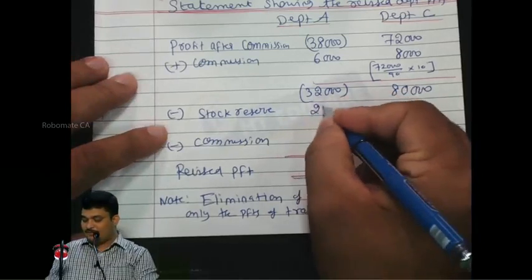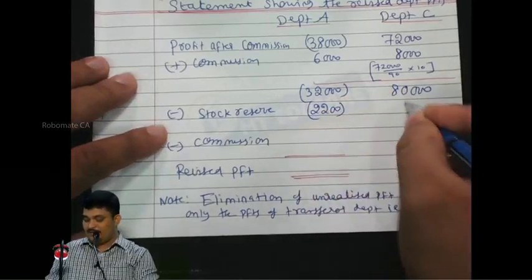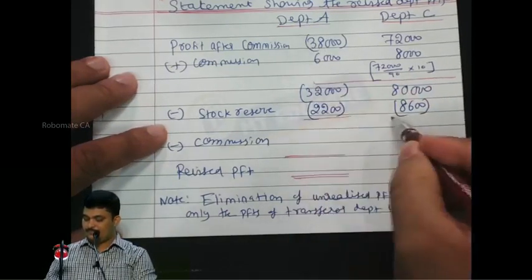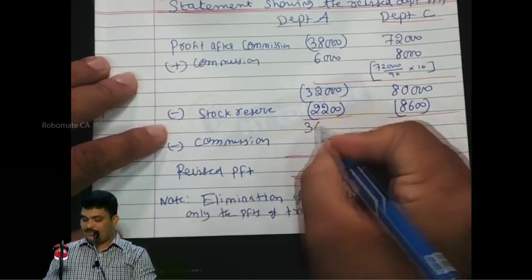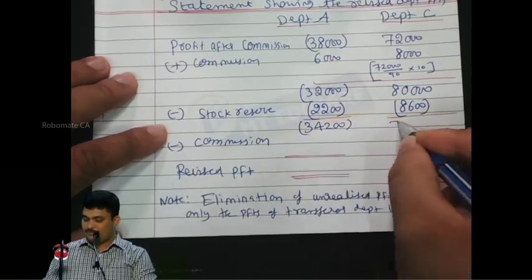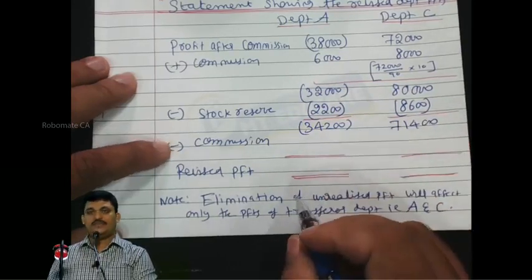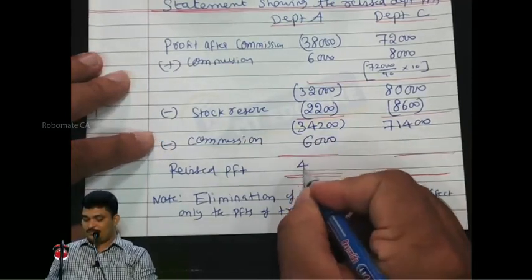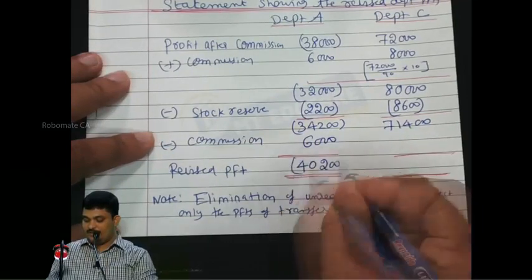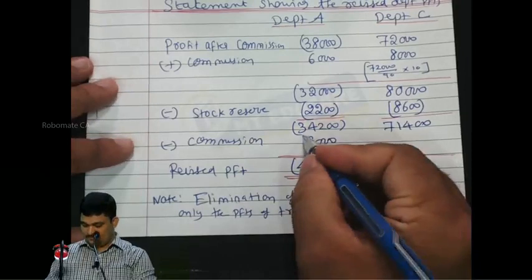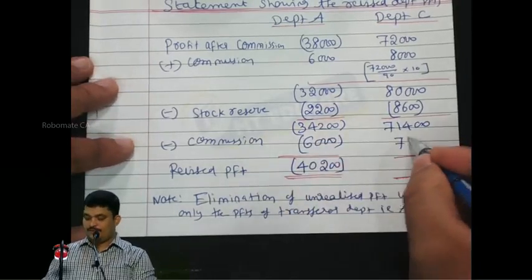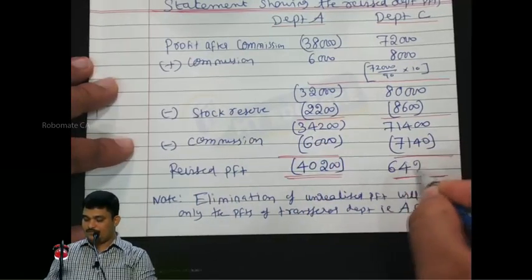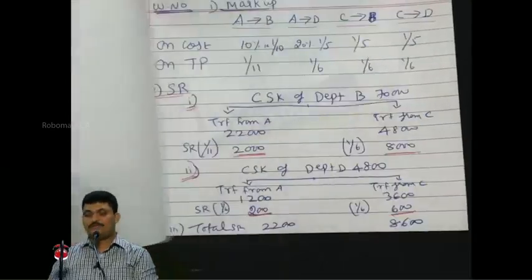Stock reserve, 2,200 to be deducted. 8,600 to be deducted. 34. Commission, again 6,000. No change at all. Correct? So 40,200. Loss will increase. 7140. 64. That's all. For this only 6 marks.